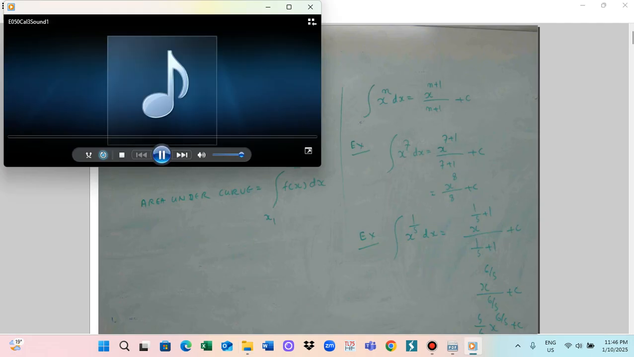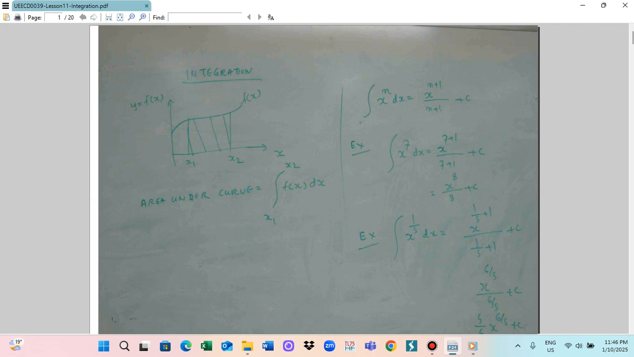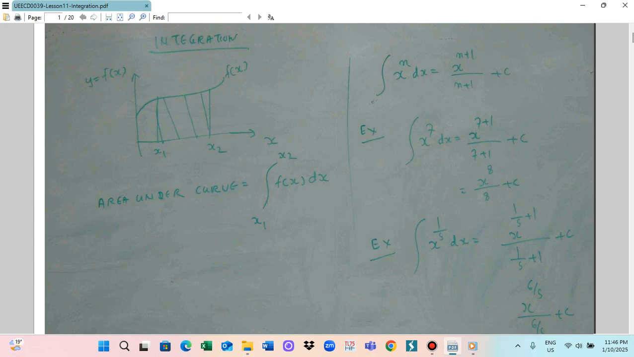So integration is to find the area under the curve. We call that integration. So this is the curve here. From this point is h1, and another point is h2. So this is the h axis. So this is y equals f(x).